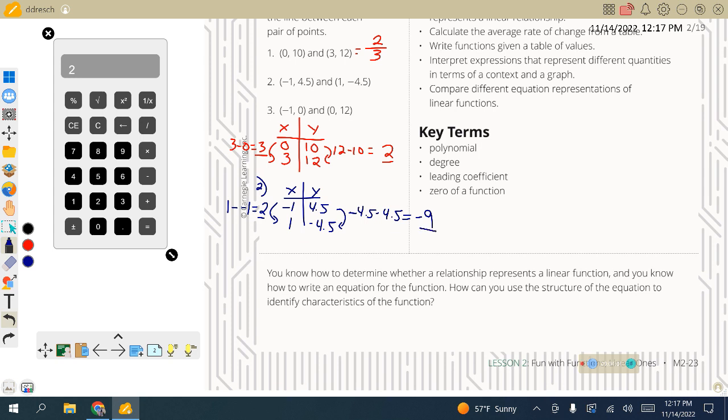Okay, how do I write this up? 2 over negative 9 or negative 9 over 2? Rise over run, negative 9 over 2. Okay? Always the y's over the x's, the rise over the run.